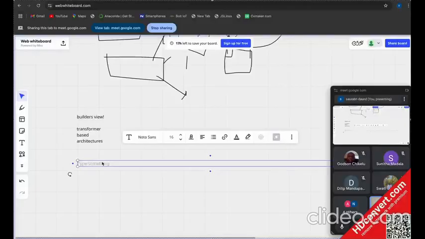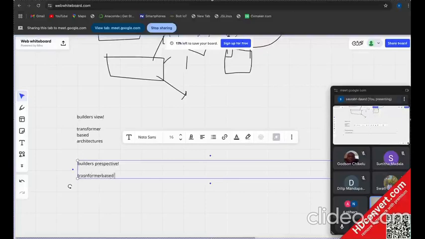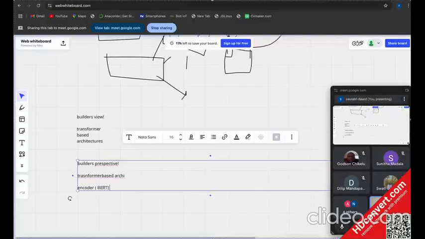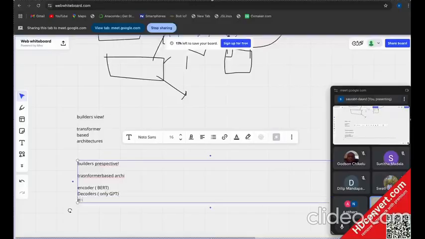Okay, so now see, guys. When I talk about this builder's perspective, the first thing we talk about is transformer-based architectures. Meaning what? Let's say we talk about encoder only, that's BERT. We talk about, let's say, decoder only, that's GPT. It's a decoder only, right? And then let's say we have encoders and decoders.